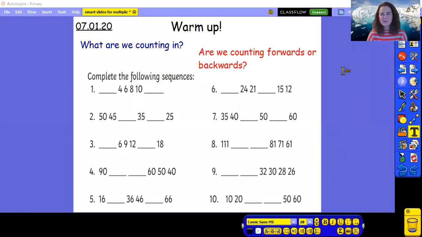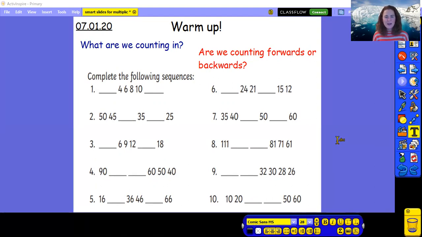Okay, so as always, we need to start by warming up our maths brains. So on the screen, you will see some sequences. We need to work out what we're counting in and whether we're counting forwards or backwards. So have a look at number one. Have a look at the numbers there. Have a quick chat with the person with you or have a think to yourself, what are we counting in and what number would come first and what number would come at the end?